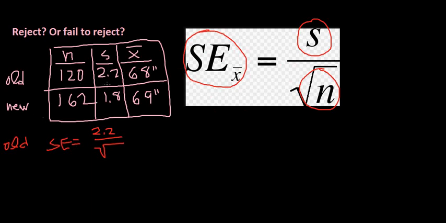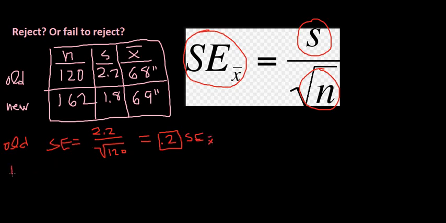So let's go ahead and calculate this. For the old class, we had 120 students, and let's see, 2.2 divided by the square root of 120 should be 2.0. Oh, excuse me, that's not correct. It should be 0.2. Okay, approximately. So that's your standard error of the mean. Remember what that is: standard error of X bar.